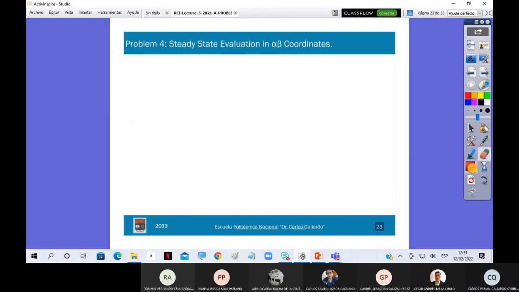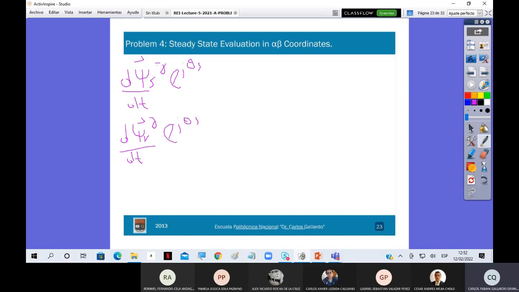Okay, so I will have the derivative of the stator flux space vector, represented in a synchronous reference frame, times theta. This is the derivative of the rotor flux space vector, once again represented in a synchronous reference frame, times, okay, this is equal.